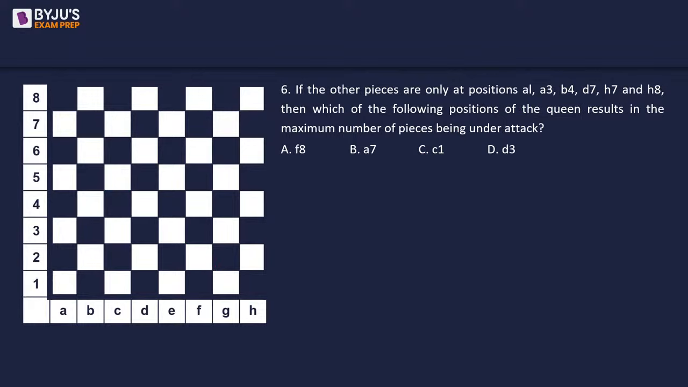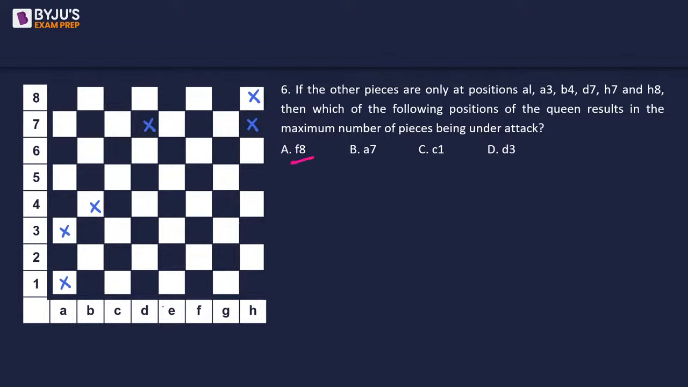Next, the queen is at c5, right? So this is where the queen is. And the other pieces are at positions a1, so this is where one of the pieces is, a3, then we have b4, then d7, then h7, and then h8. Then which of the following positions of the queen results in the maximum number of pieces under attack? The queen's position is not c5; we have to check depending upon each option.